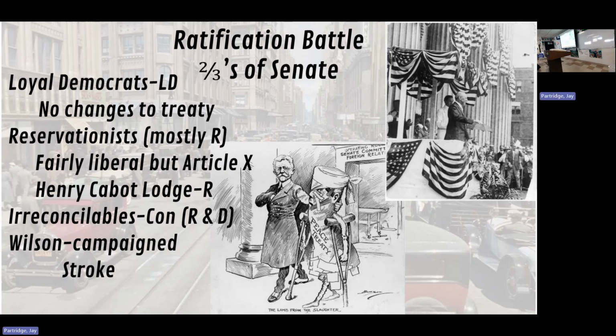And what's that last part? Like it's shown. Wilson didn't want any reservation. He didn't want any reservations at all. He wanted the treaty as written. The reservationists wanted a few words in there to make Article 10 less strong.